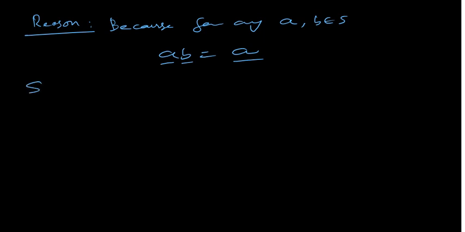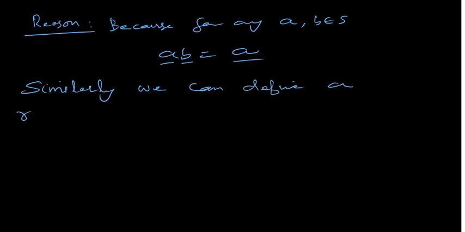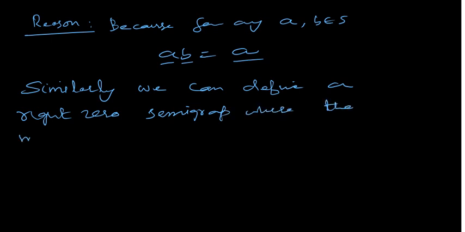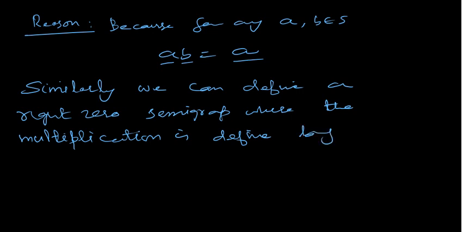Similarly we can define a right zero semigroup, where the multiplication, the operation, is defined by ab is equal to b for all a, b belongs to S. So this is the definition of left zero and right zero semigroup.